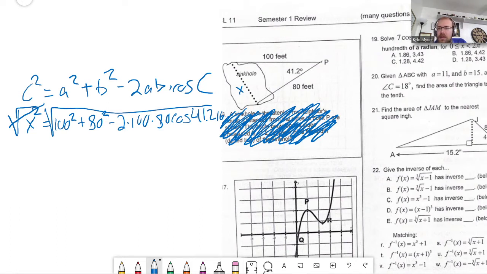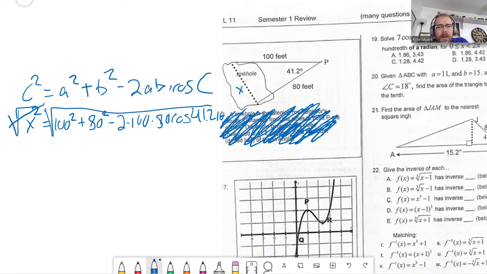So, square root of 100 squared plus 80 squared minus 2 times 100 times 80 cosine 41.2. And close the parentheses twice: once for the cosine, once for the square root. That's important. And I get 66.